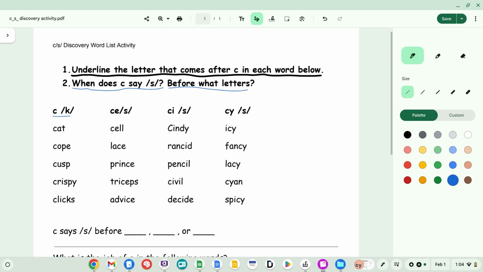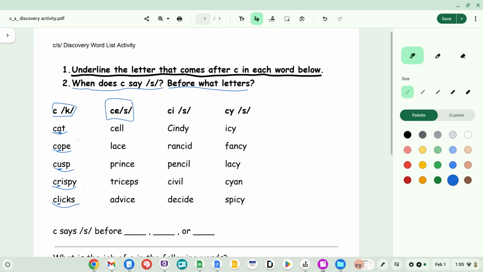So you want your students to start to bring their attention to when C says S and when it says K. In this first column, C says K, like in the word cat, cope, cusp, crispy, and clicks. So you want to underline, it says K next to an A or an O or a U or an R or this L here.